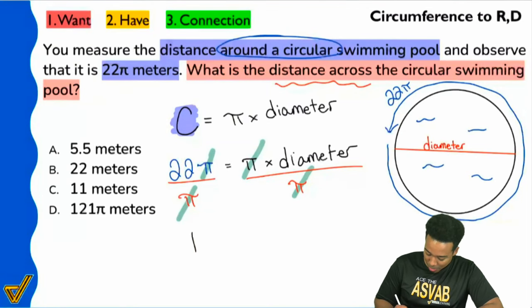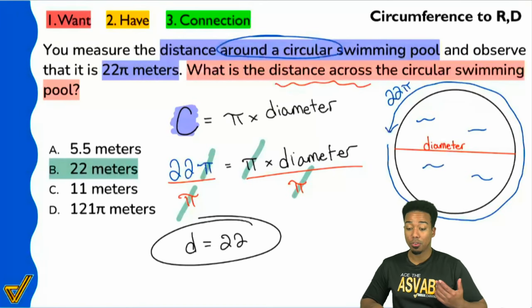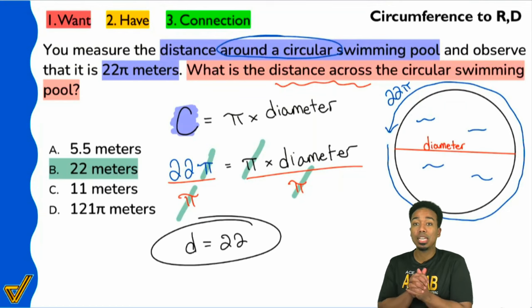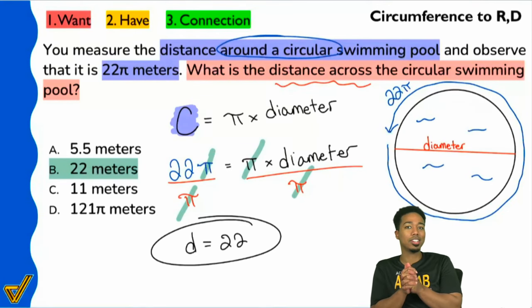Everyone, our diameter equals 22. And we know that we're looking for diameter because it's the distance across. No more extra work needed. The answer is B. If you got nervous, you may have believed that you needed to divide by 2 to get down to the diameter. No, that's just a trick answer there to freak you out.